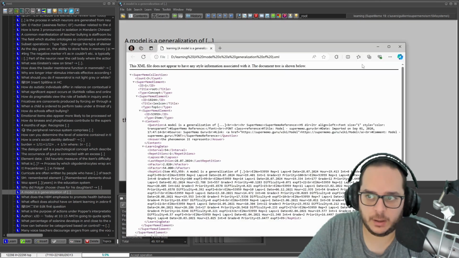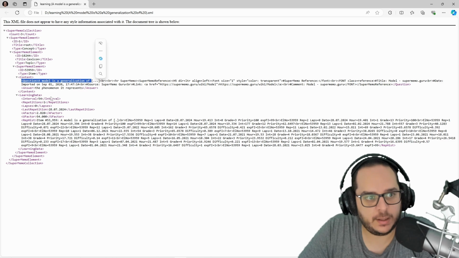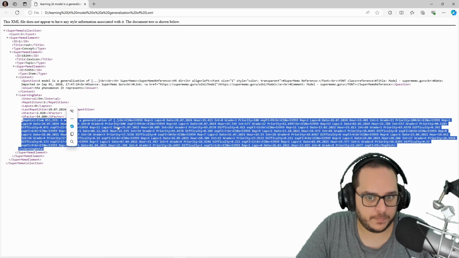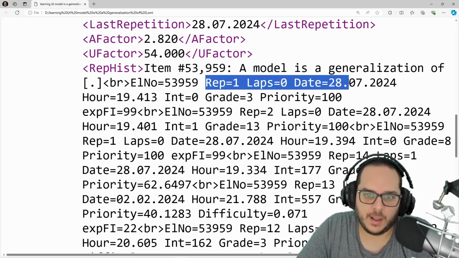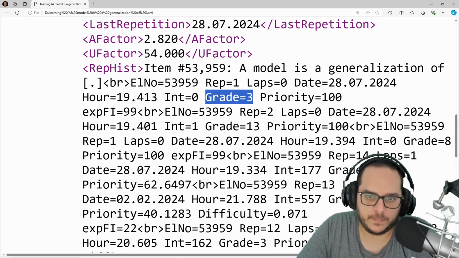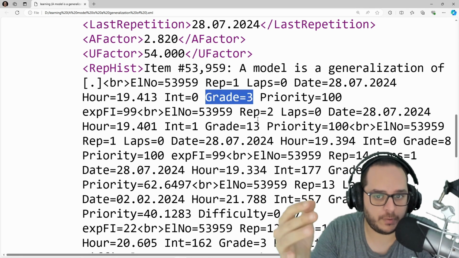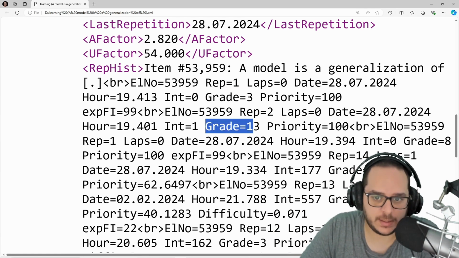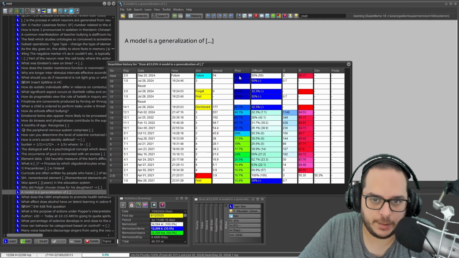And now in this file, we have the contents, so the question, the model, the sources, all of this. But we want the repetition history. I will make this bigger. So we have the first repetition. But what is important is the grade. Grade 3, this is manual. If it's 0, 1, 2, 3, 4, or 5, it's a manual rep. What is this? It's a priority of 100, so this could be the dismissed. Let me check. Here I have one that is 100.